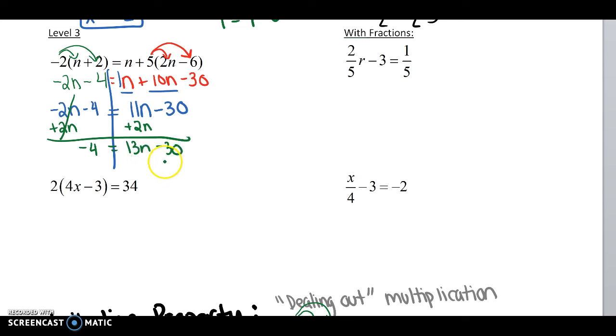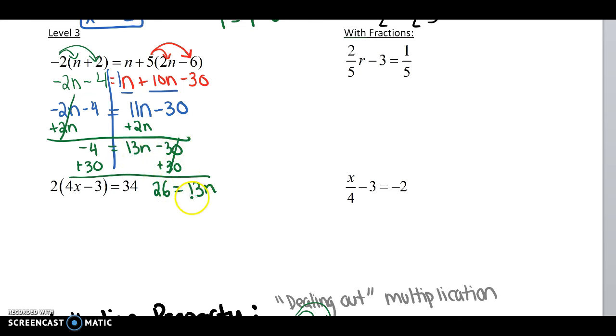If you're going to move the variables over, you have to move the numbers to the opposite side. So I have minus 30. I'm going to add 30 to both sides because I have minus 30 and plus 30 will cancel. Okay, I know I'm running out of room here, but I have 30 and a negative 4. So it's like I have $30, but you take away 4. So I have $26 equals, those are gone, so I just have 13n.